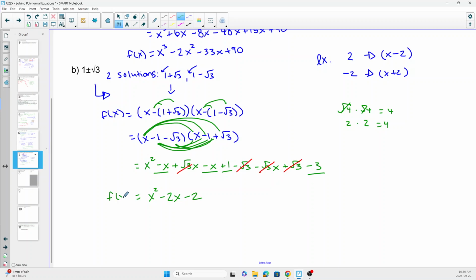And there is my answer. I have a polynomial that has these solutions, and I've written it in standard form. And I can check my work. I actually already put this in Desmos to show you guys.